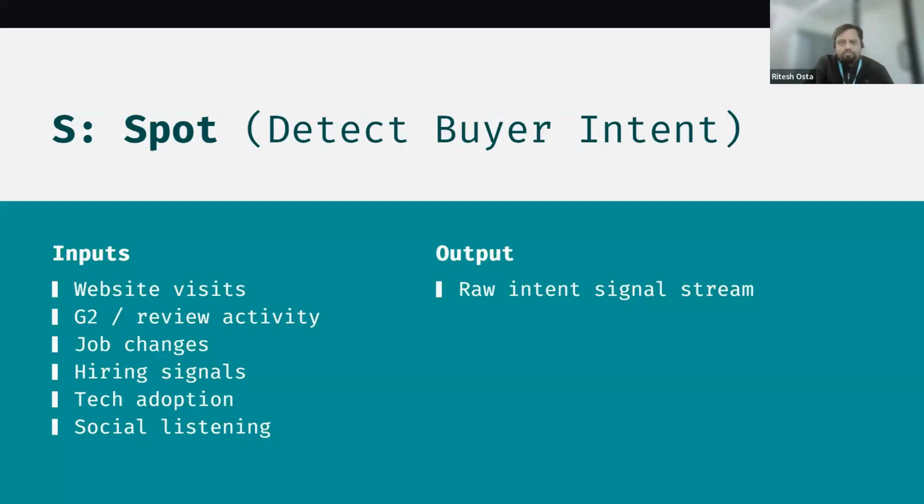Website visit. Who is visiting your website? Are you able to spot them? G2 review activity. Who is visiting your G2? What kind of reviews are they giving? What kind of activity are they doing? That data can be fetched and enriched back to your HubSpot or Salesforce in real time.